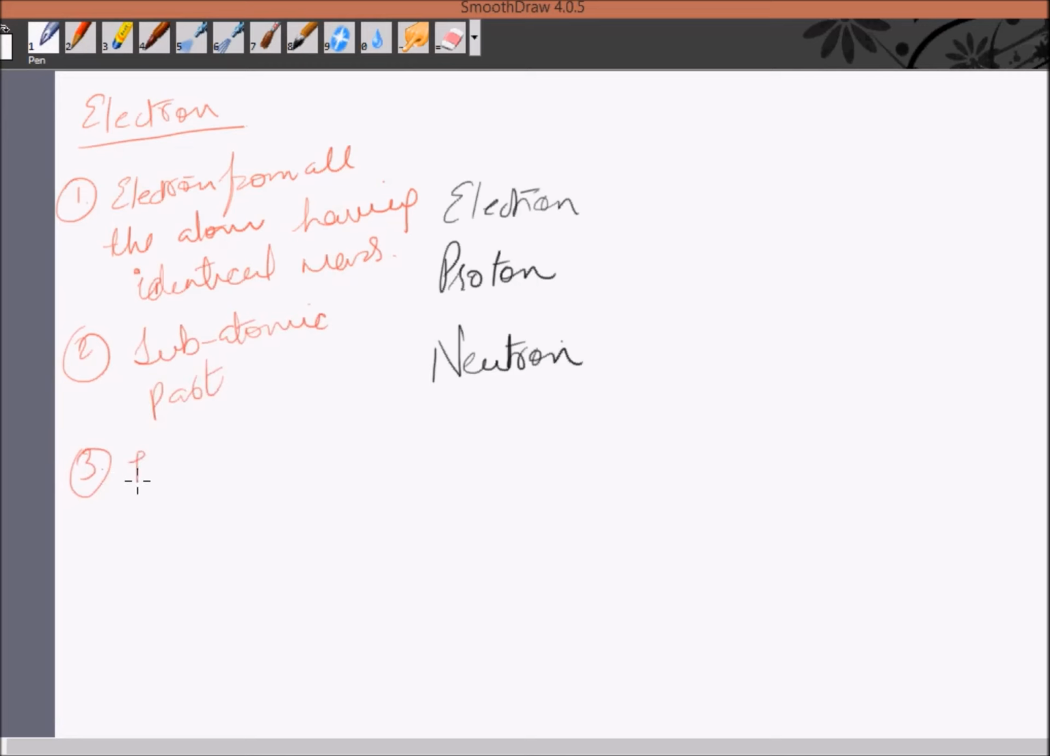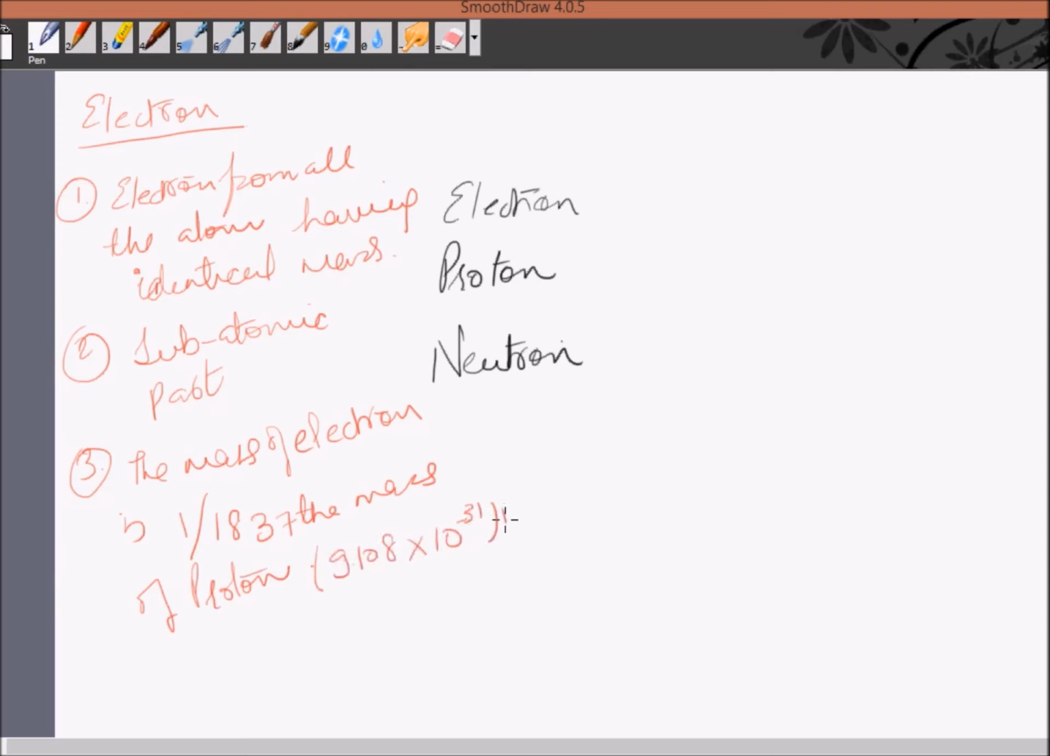Third, the mass of electron is 1 by 1837 of the mass of proton. This is basically the mass of electron.